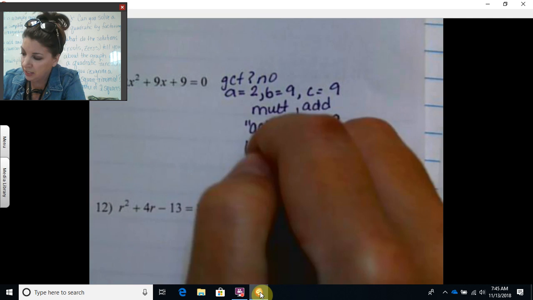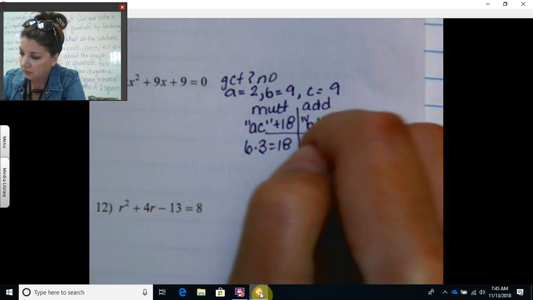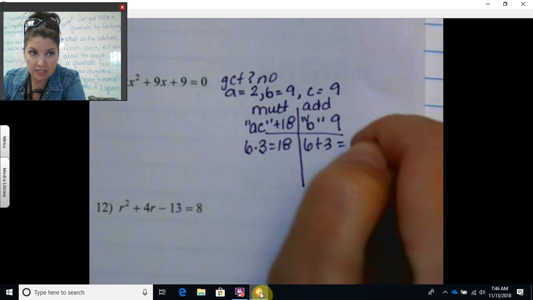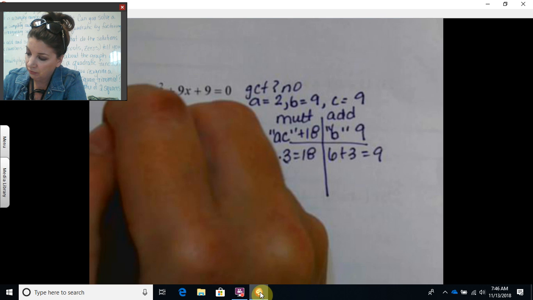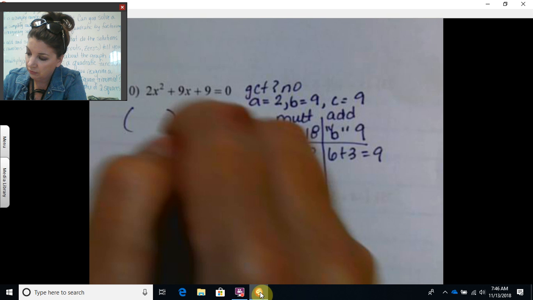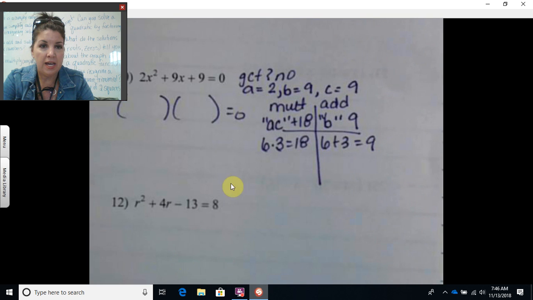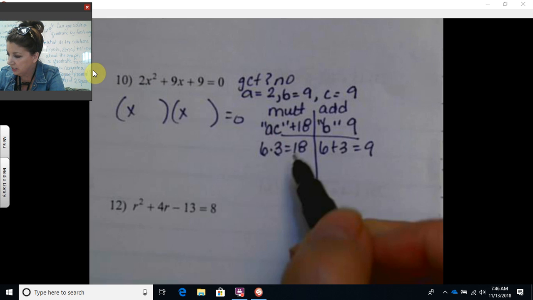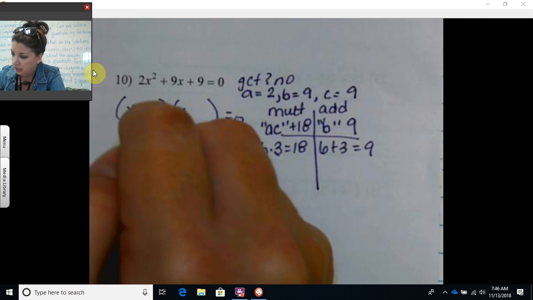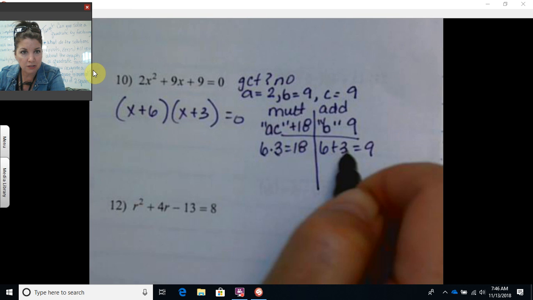All right, let's check it out. 6 times 3 is 18. 6 plus 3 is 9. So that works. So I'll make my parentheses. And in my parentheses, the variable they're using is x. So x will be the first term in each set. And then I look at my T-chart. I have a positive 6 and a positive 3. Those are the two factors that made both sides true.